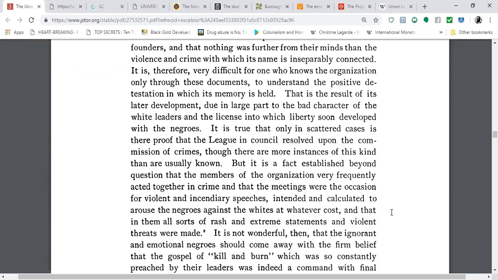That is the result of its later development, due in part to the bad character of the white leaders and the license into which the liberty soon developed with the Negroes. It is true that only in scattered cases is there proof that the League and Council resolved upon the commission of crimes, though there are many instances of this kind that are usually unknown. But it is a fact established beyond question that the members of the organization very frequently acted together in crime, and their meetings were occasions for violence and incendiary speeches intended to calculate the role of Negroes against the whites at whatever cost. And in all sorts of rash and extreme statements, violent threats were made.